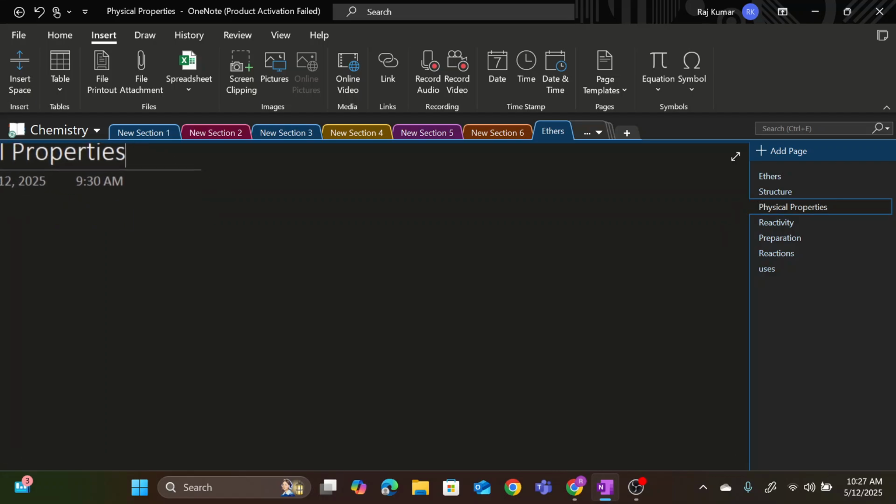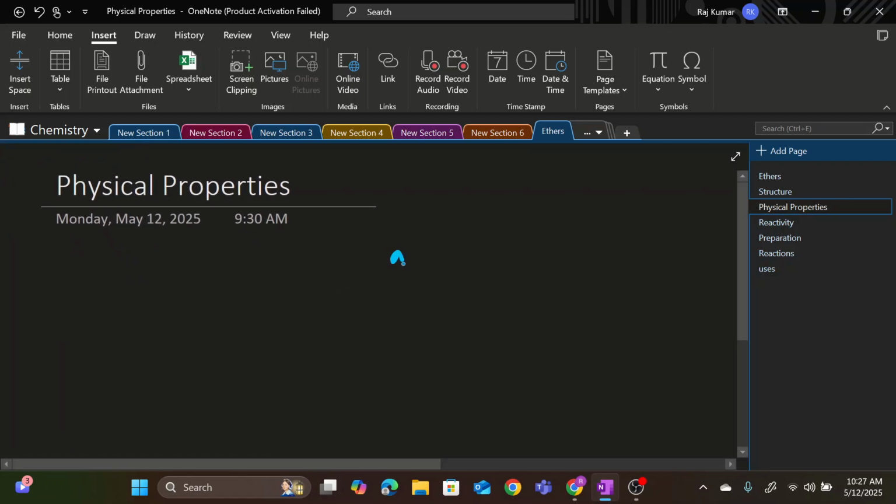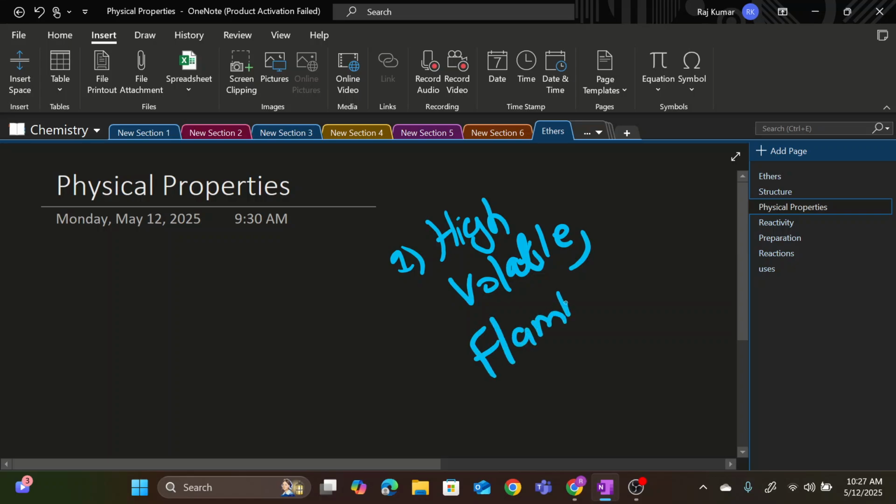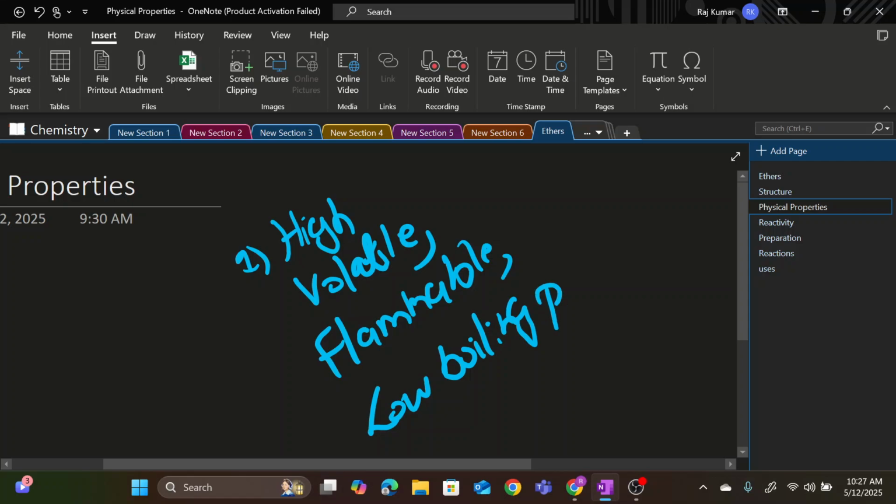Now let's move on to the physical properties. Number one, ethers generally exist in the form of liquids. They are highly volatile, flammable, low boiling point liquids.